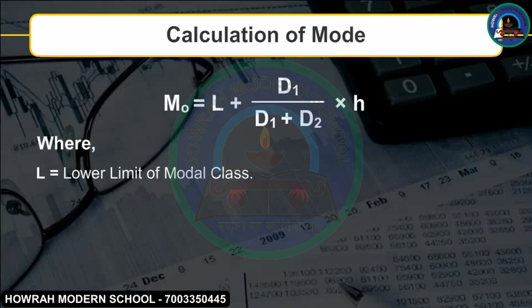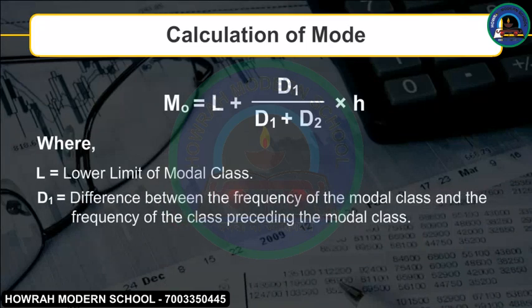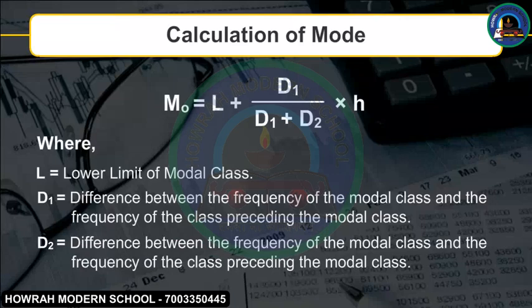of modal class. D1 is equal to difference between the frequency of the modal class and the frequency of the class preceding the modal class. D2 is equal to difference between the frequency of the modal class and the frequency of the class succeeding the modal class. H is equal to class interval of the distribution.